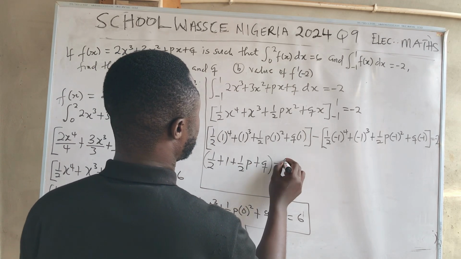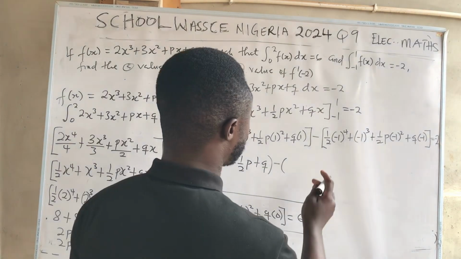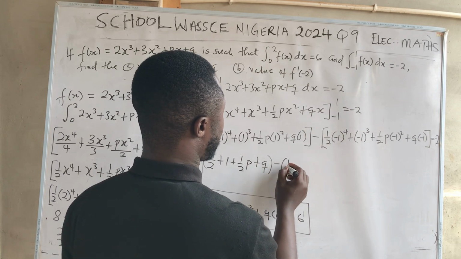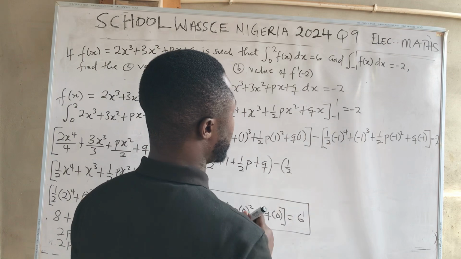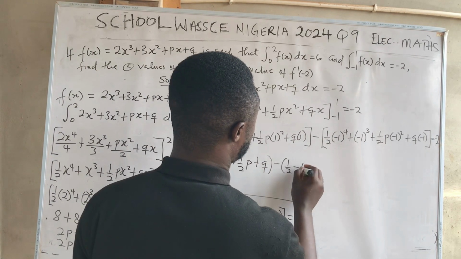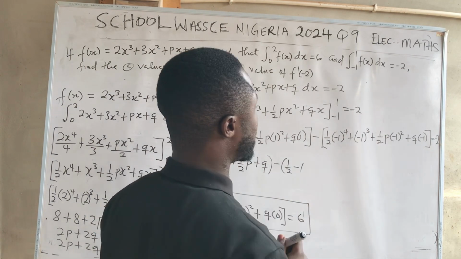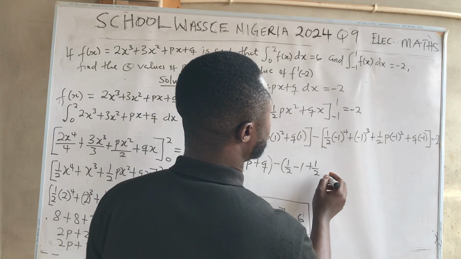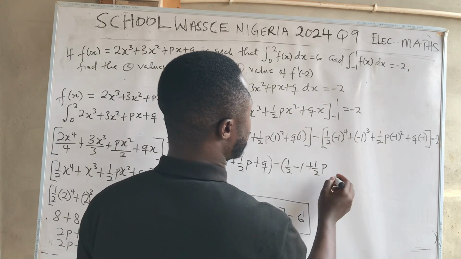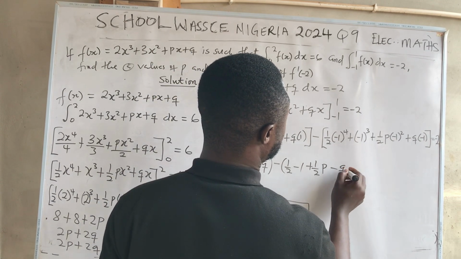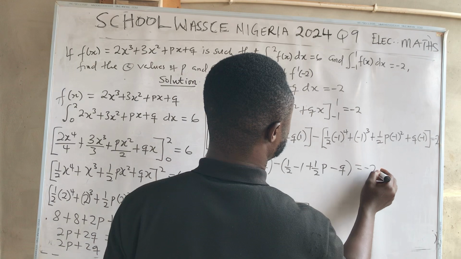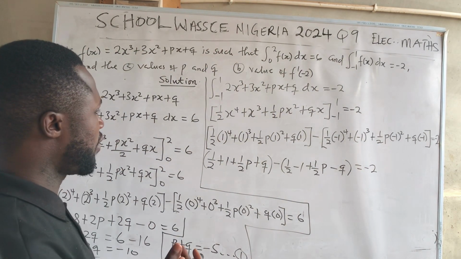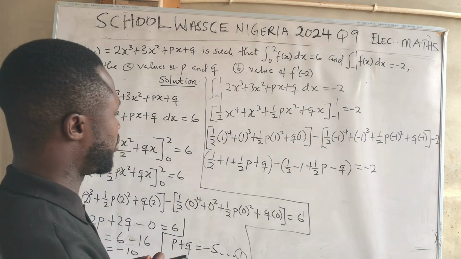Okay, so we have this minus, we also have minus 1 exponent 4 is 1, times 1 over 2 will give me 1 over 2, and then minus 1 exponent 3 is negative 1, so minus 1, and then minus 1 exponent 2 is positive 1, times half, so plus 1 over 2p, and then minus 1 times q, minus q, and that will be equal to negative 2. Okay, so this is what we have here. So now we are going to simplify so that we can get our answer.